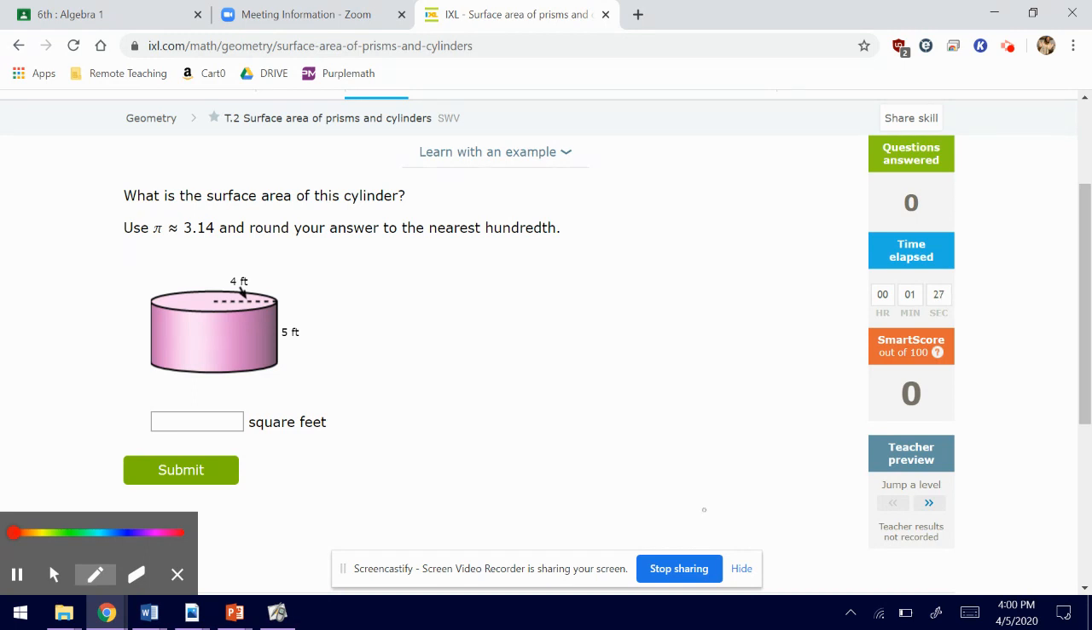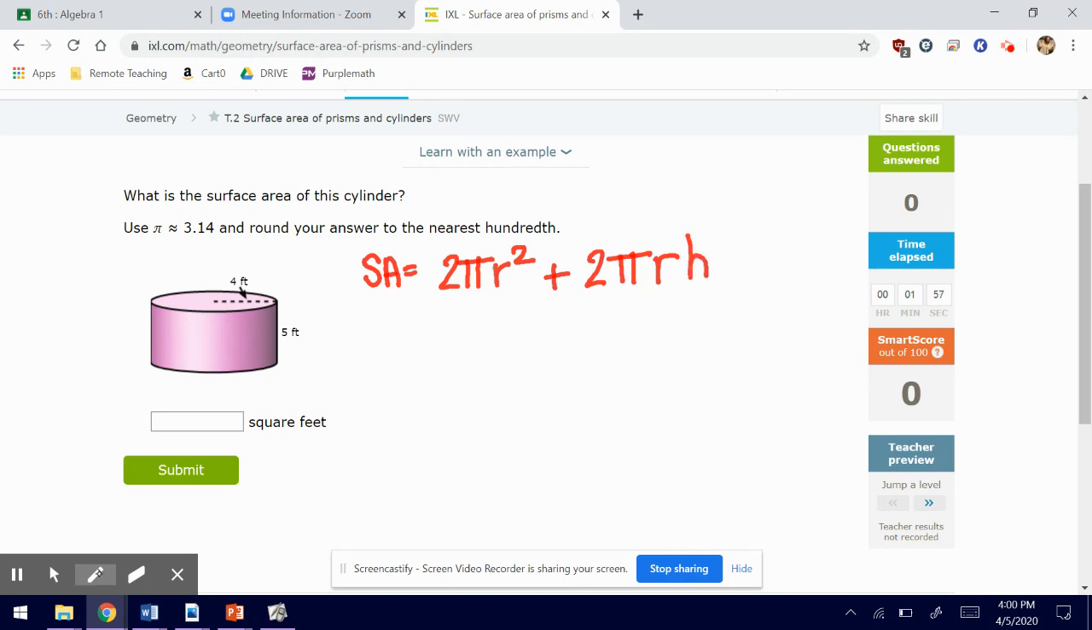Okay, so this is a cylinder and it wants me to find the surface area of this cylinder. So all I need to do is first type or write the formula for surface area of a cylinder. The surface area equals 2 pi r squared plus 2 pi r h. Okay? Now, I need to figure out what my r and my h are.